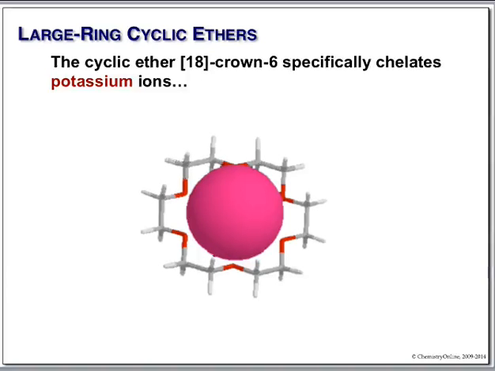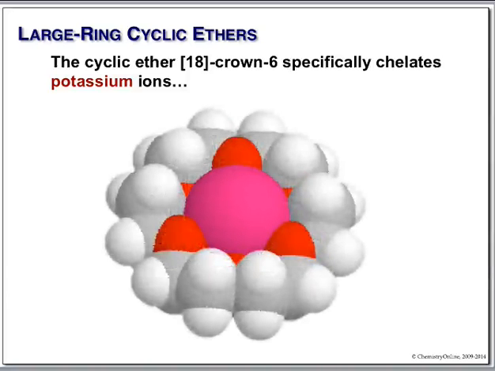If you look at this as a space filling model, it's even cuter. Here you can kind of see why it's called a crown. We have up and down, so up, up, up, down, down, down. Here's our big hydrocarbon thing around it, and we've totally surrounded our potassium. Kind of a neat thing.